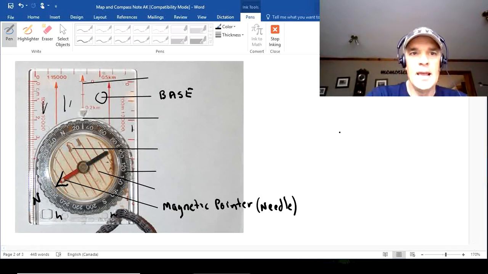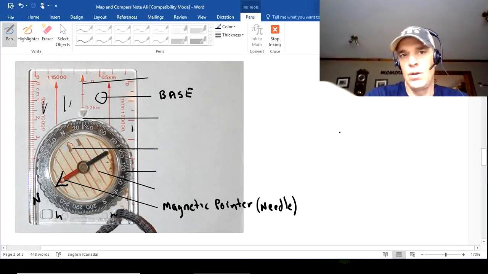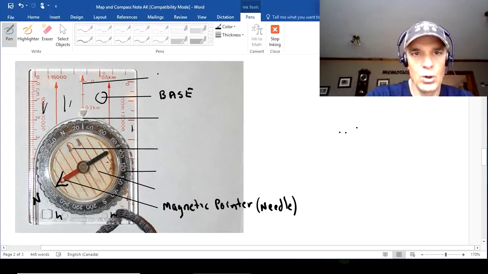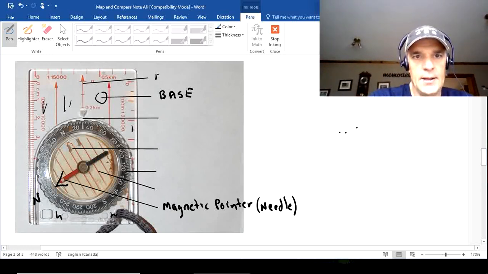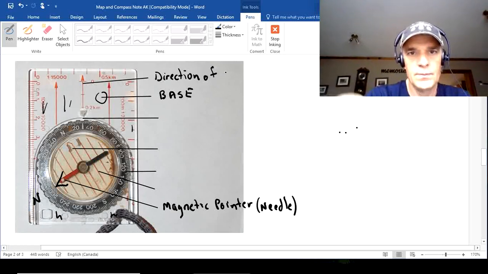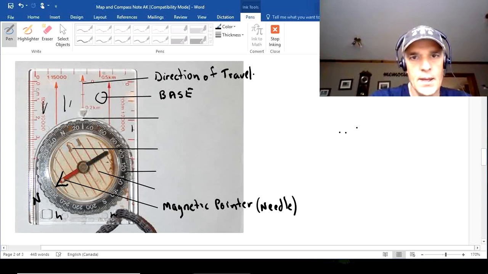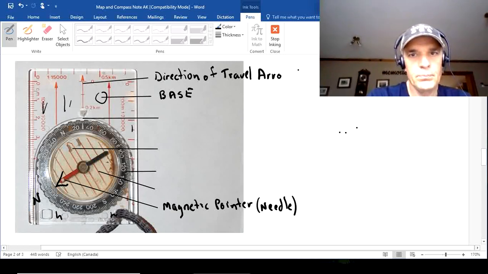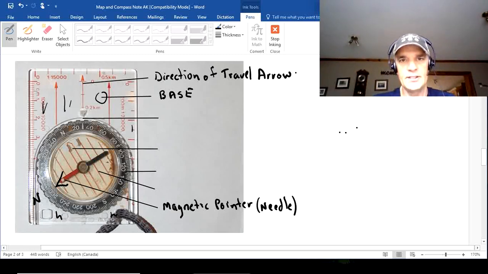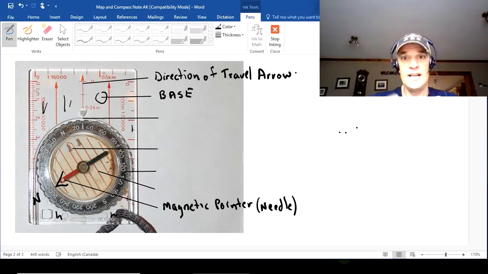Okay. And then we have, I call this the direction of travel arrow. And it is always, when we hold the compass in front of us in our hand, we point that direction of travel in front of us, because that's the direction I'm going to be facing. That's just how we use a compass all the time.